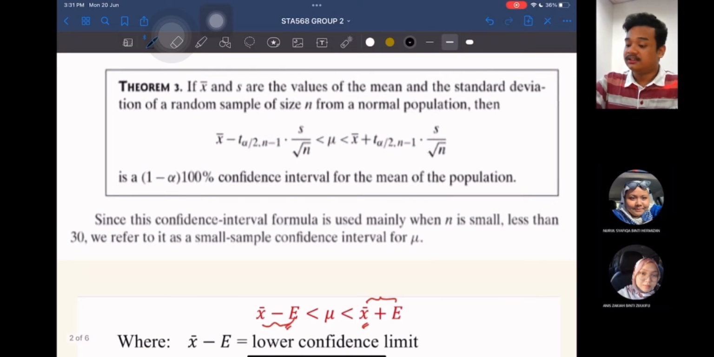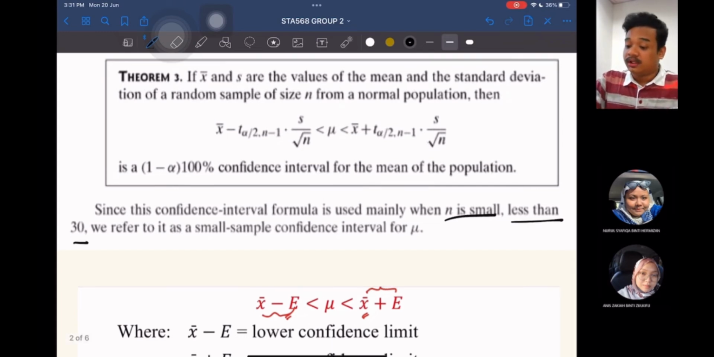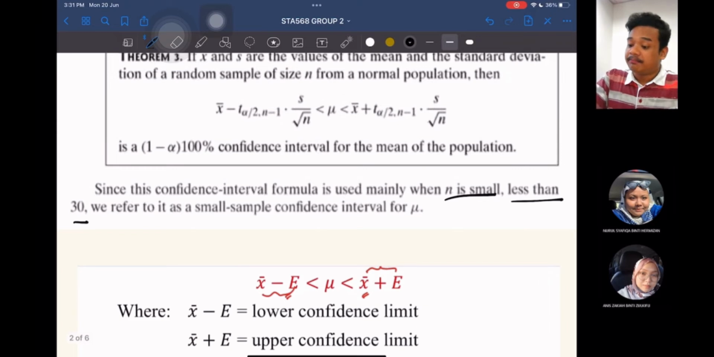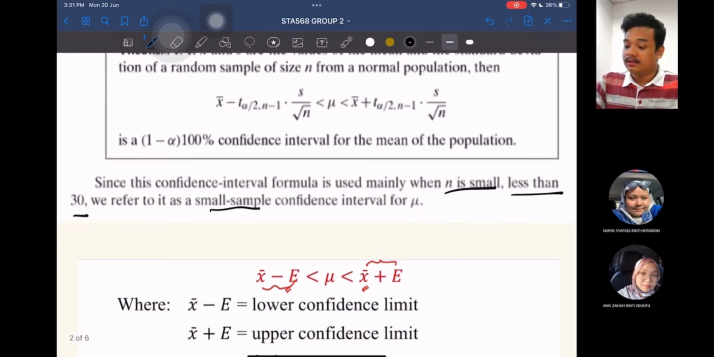Since this confidence interval formula is used mainly when n is small, less than 30, we refer to it as a small sample confidence interval for mu. Right.